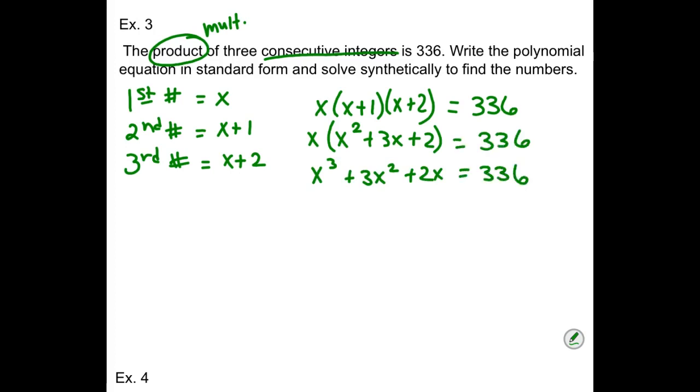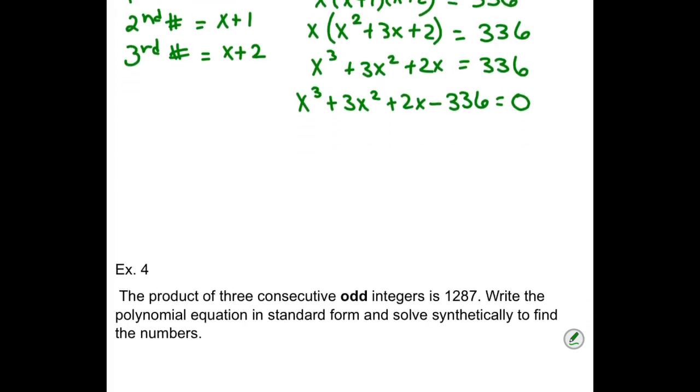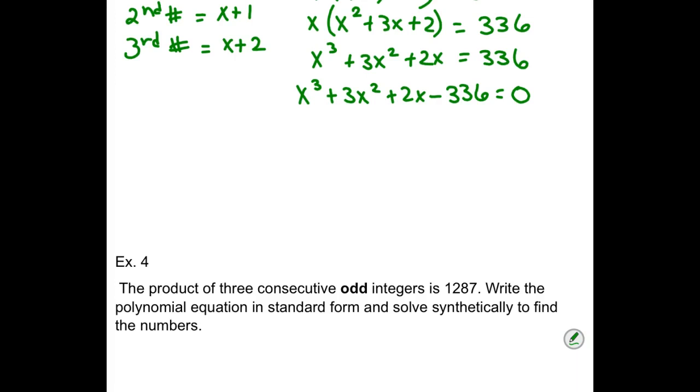And now I'm going to bring that 336 to the left side. So I have x cubed plus 3x squared plus 2x minus 336. And it now equals 0. I need to go to my graph and help narrow down what we think are possible zeros. 336 is another number that has a lot of different factors. So we're going to go to the graph and see what it suggests.